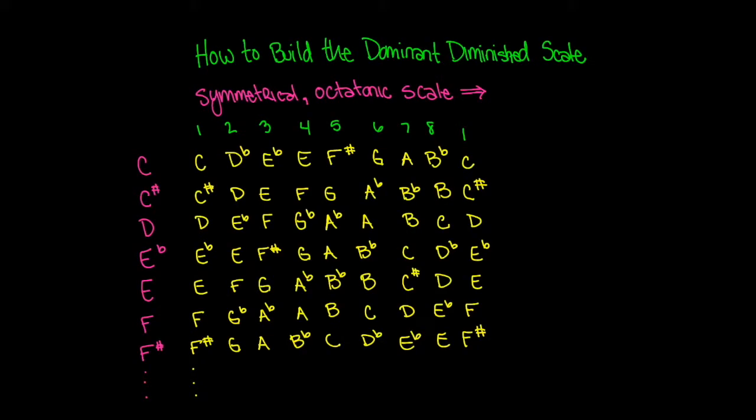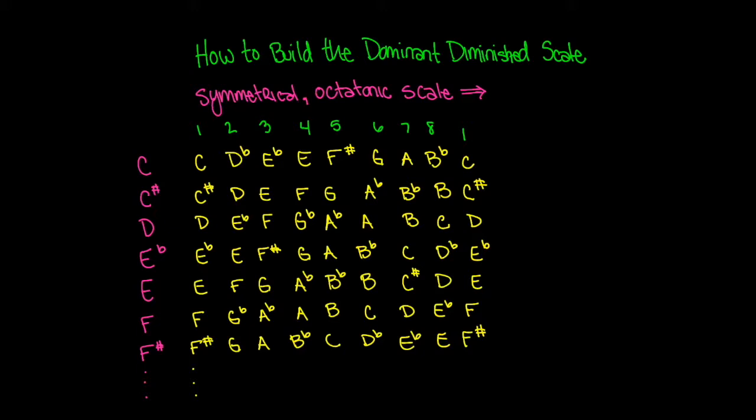Welcome everyone, and in today's video we are going to look at how to build the dominant diminished scale. In our previous video we looked at how to build the fully diminished scale, and you'll see that this is very similar. For one, we consider this scale to be a symmetrical scale, and we also consider it to be an octatonic scale.